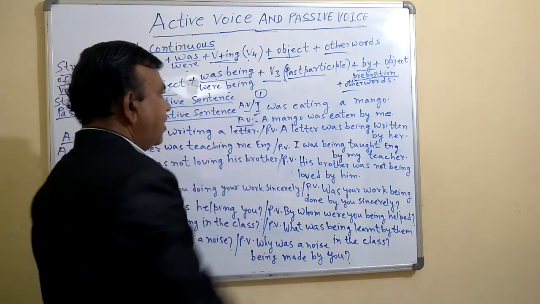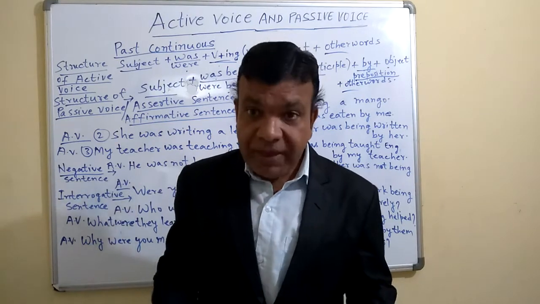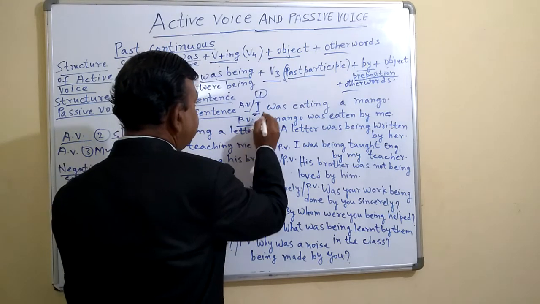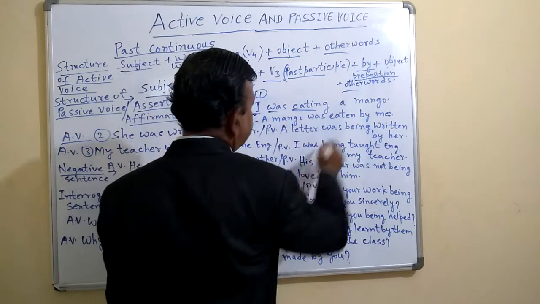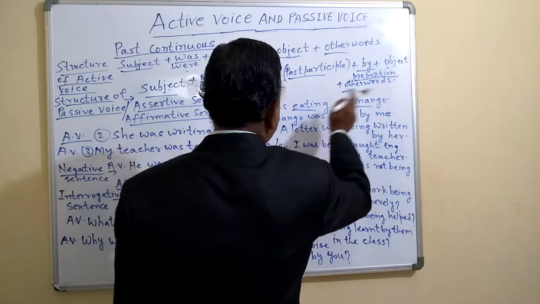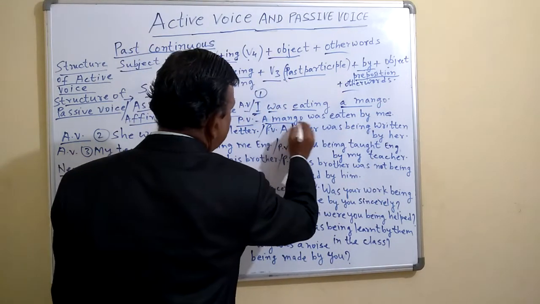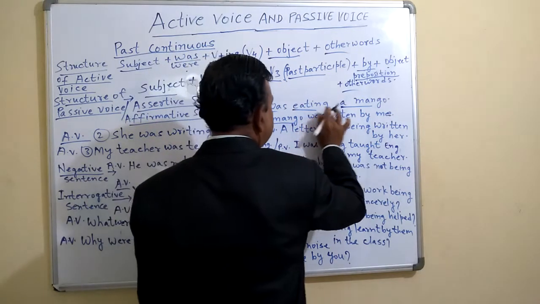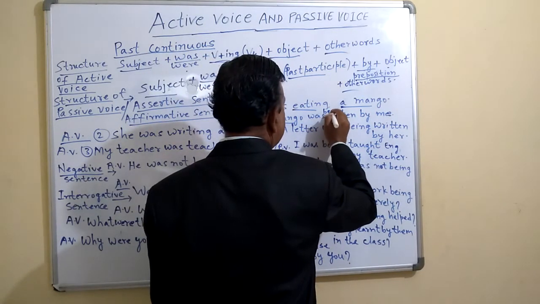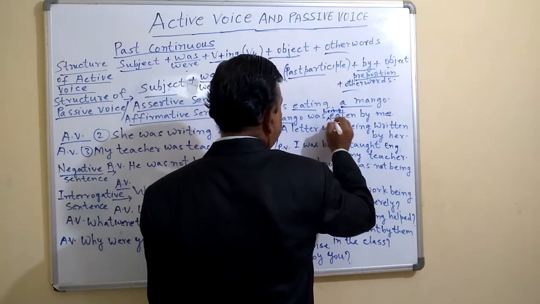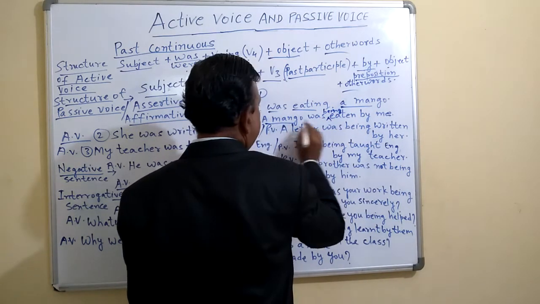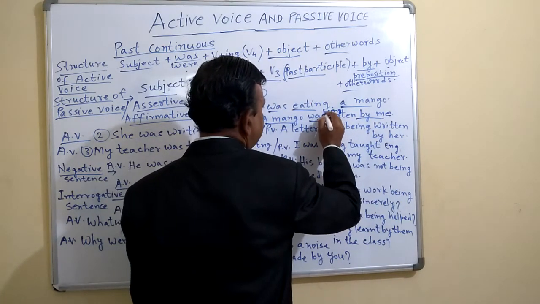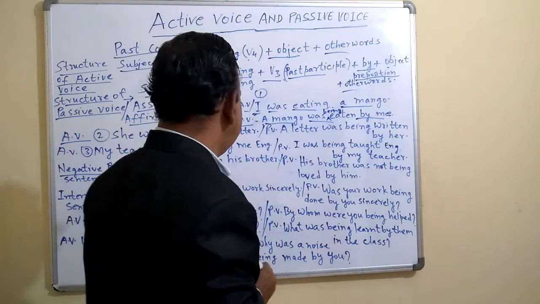First example is I was eating a mango. How will you change this one? I was eating a mango. So I, the subject here, was helping verb, eating verb, and a mango object. So this object will become subject here. So a mango, and as I have told you in past continuous, here was being. In passive voice, a mango was being eaten by me. So was being will be used here.